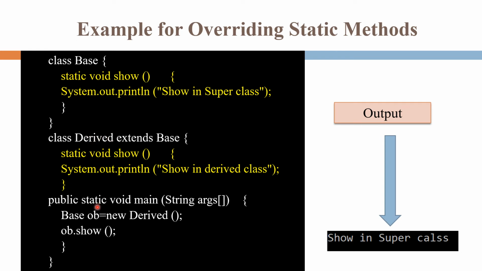Why? Because the JVM sees the type of the reference variable rather than the object to which it is pointing. Here the superclass reference variable is actually pointing to the subclass, but it still invokes the method of the superclass. Because ob is of type Base, the superclass reference type, and this method call is bound to the method definition at compilation time itself. That is why this is an example of static polymorphism, or compile time polymorphism.